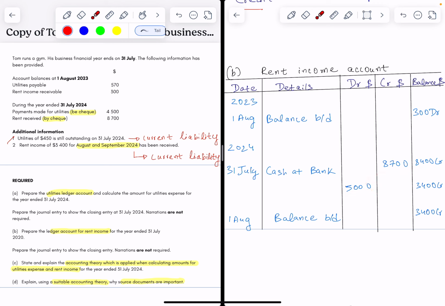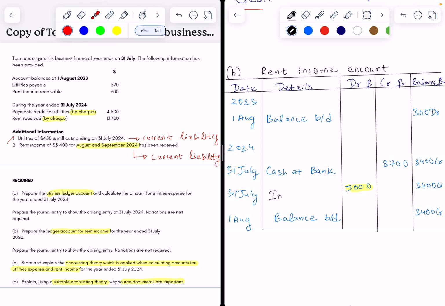So what is this $5,000? This $5,000 at 31 July 2024 refers to the rent income, the actual rent income which we have earned, the amount that we will report as part of our other income in the income statement or the statement of financial performance. And this amount is what we will transfer to the income summary eventually as part of our closing entry.